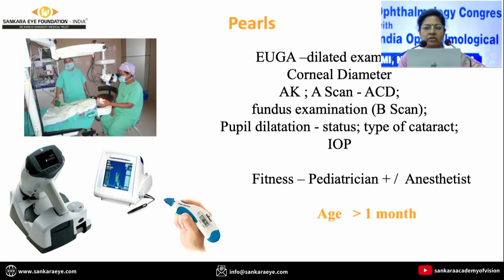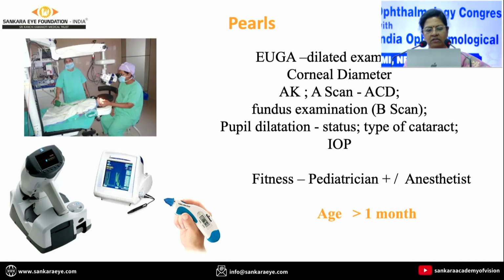When in doubt, we should not defer examining these children under short general anesthesia or even oral sedation. A dilated examination is mandatory. We need to understand the corneal diameter, auto K or the K reading, and A scan. AC depth is yet another important parameter for surgery. Fundus examination, if not B scan, and pupil dilatation give a clue as to how to go about during the surgery, and the status and type of cataract, and also analyze the intraocular pressure.